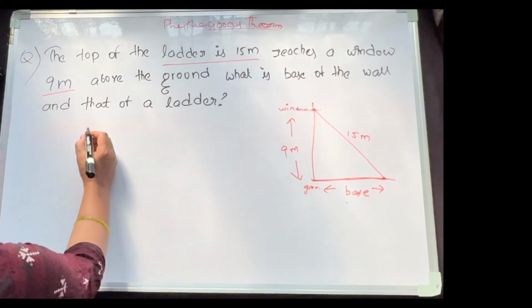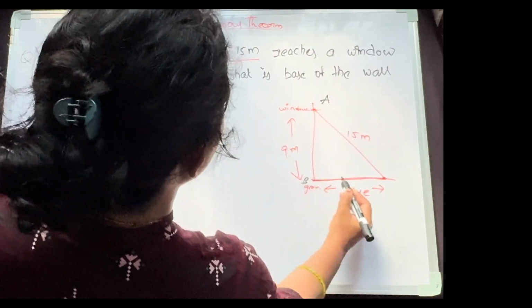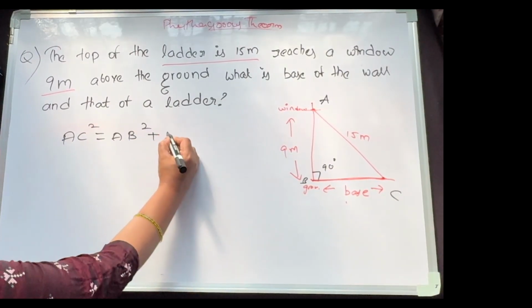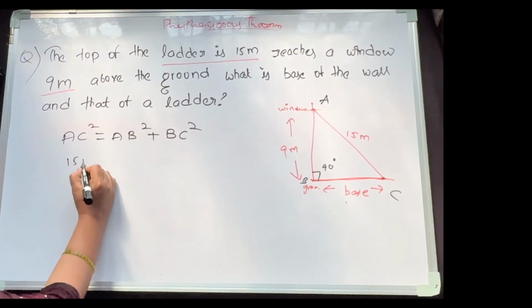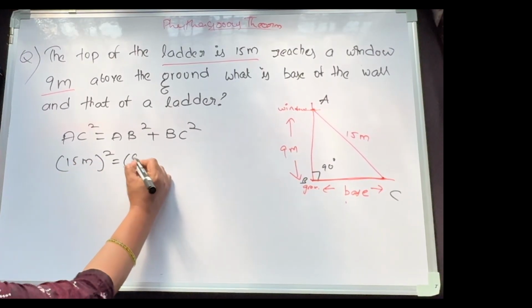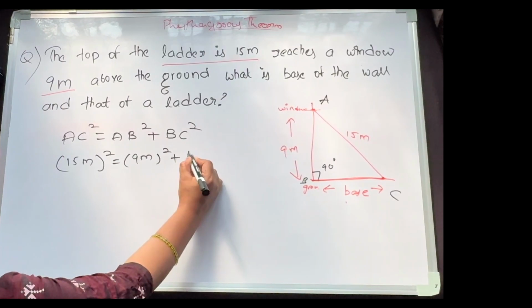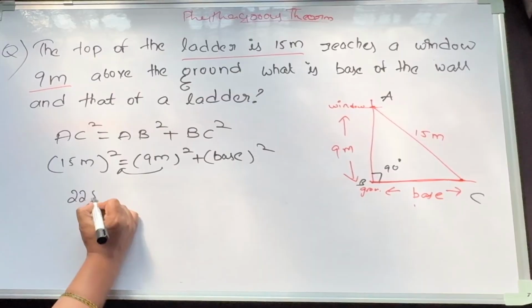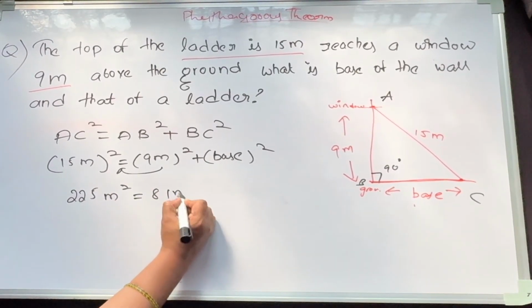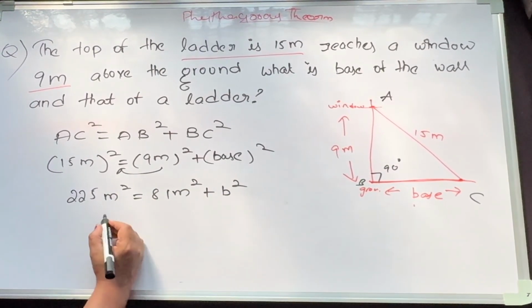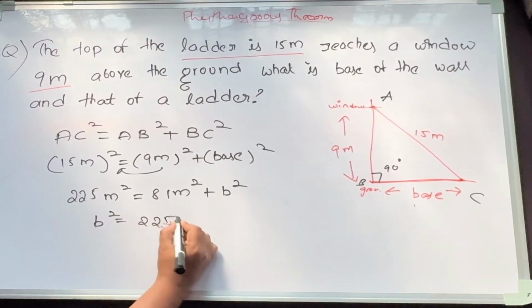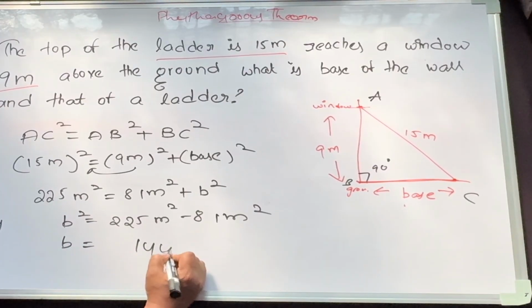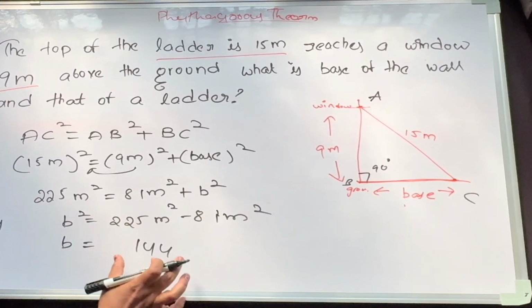Okay, now using the Pythagoras theorem, with ABC 90 degrees, AC square is equal to AB square plus BC square, which means 15 meters whole square is equal to AB, which is 9 meters whole square, plus BC, the base. We don't know it, so we have to find it. Like this, 225 meters square is equal to 81 meters square plus base square. Base square is equal to 225 meters square minus 81 meters square. If you subtract 81 from 225, we get 144.